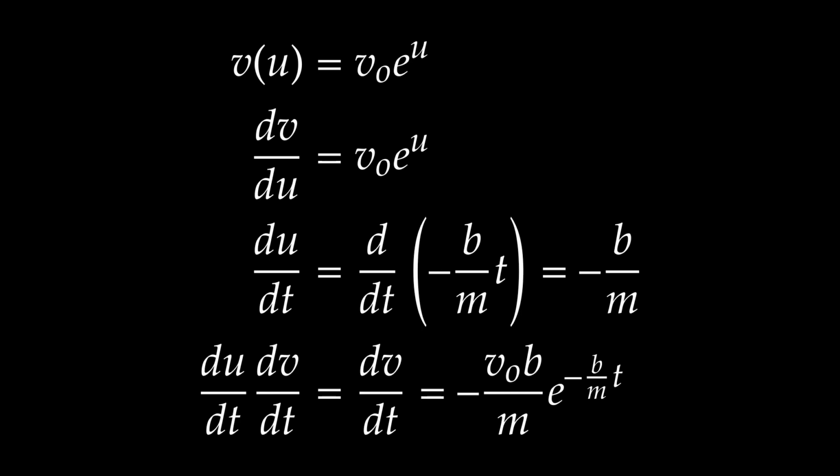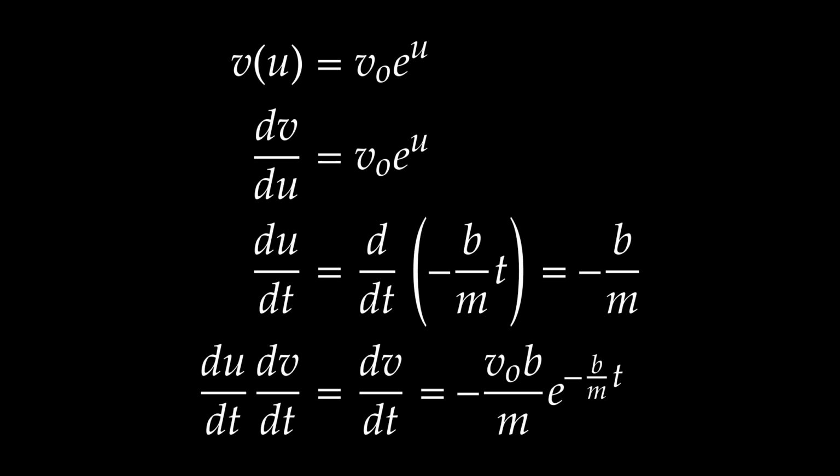How do I do it in the actual calculus way? Well, what I do is I make a u substitution. And I say, let u be equal to the value of this exponent. So u is equal to negative b over m times t. And then I take the derivative of u with respect to t.